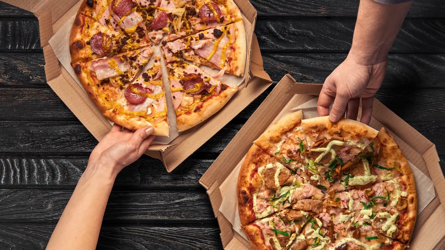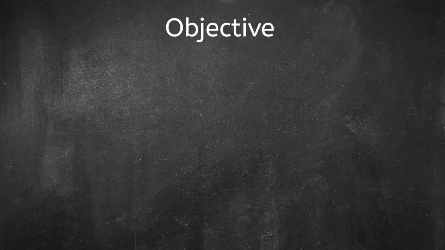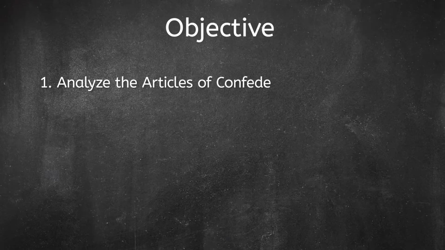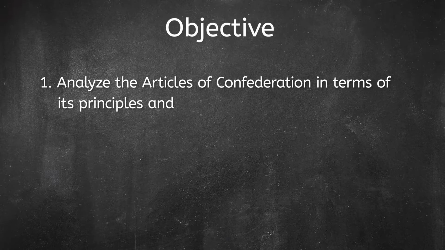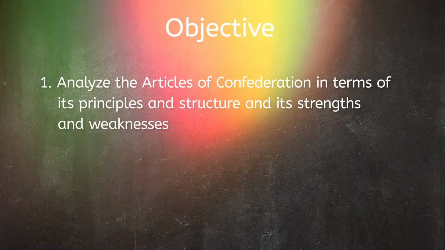Hi friends, I'm Caroline. This is an example of the struggle that exists between the public good and the individual will. The U.S. faced this same kind of struggle over many issues between its member states during the drafting of the Articles of Confederation and the U.S. Constitution. In this lesson, we will analyze the Articles of Confederation in terms of its principles and structure and its strengths and weaknesses. Let's dive in.